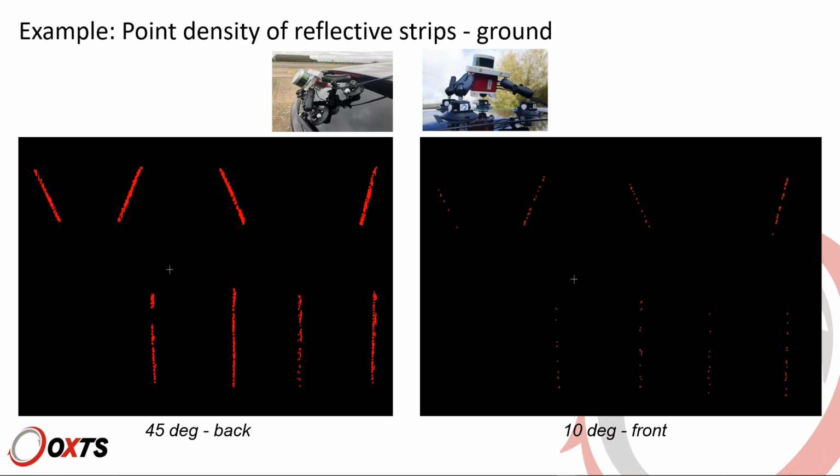That will depend on what you are surveying. In this case, we have reflective strips. We've already seen this. That was obtained with the LiDAR tilted 45 degrees off the back of the vehicle, while the data collected with the LiDAR in the front, tilted by 10 degrees, was not as good. You can see a huge difference in the point density between these two cases.